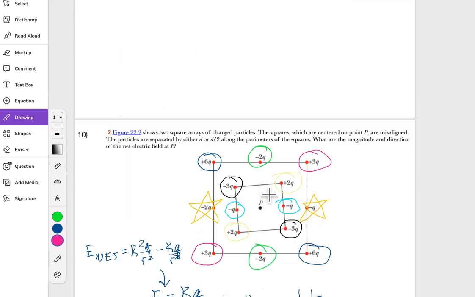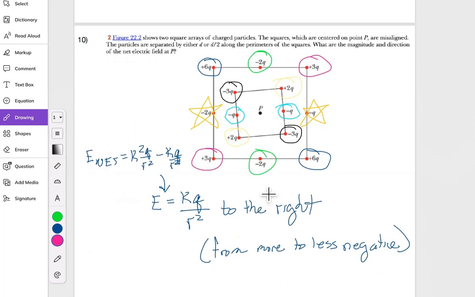And then we're going to go down here. This one is number 10. This one's kind of nice because it looks super complicated, but it's actually pretty simple. We have these 2 square, and they call them arrays, of charged particles. The squares centered on point P are misaligned. So that just means that this one has a little bit of a turn to it. The particles are separated either by a distance d or d2 along the perimeter of the squares. So you can see how those charges are separated. They want to know what is the magnitude and direction of the net electric field at point P.